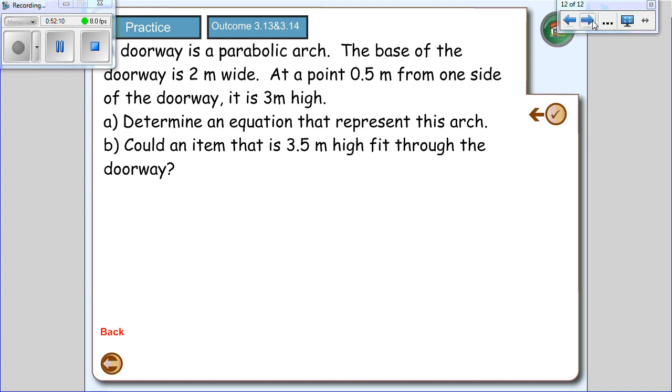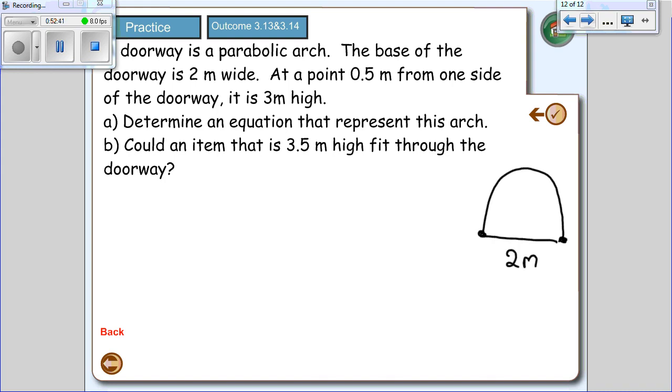Hey, don't make fun of the door. The base of the door is 2 meters wide, so from here to here, it is 2 meters. At a point of 0.5 from one side of the doorway, it's 3 meters high. So if we come in 0.5 and go up, it's 3 meters.